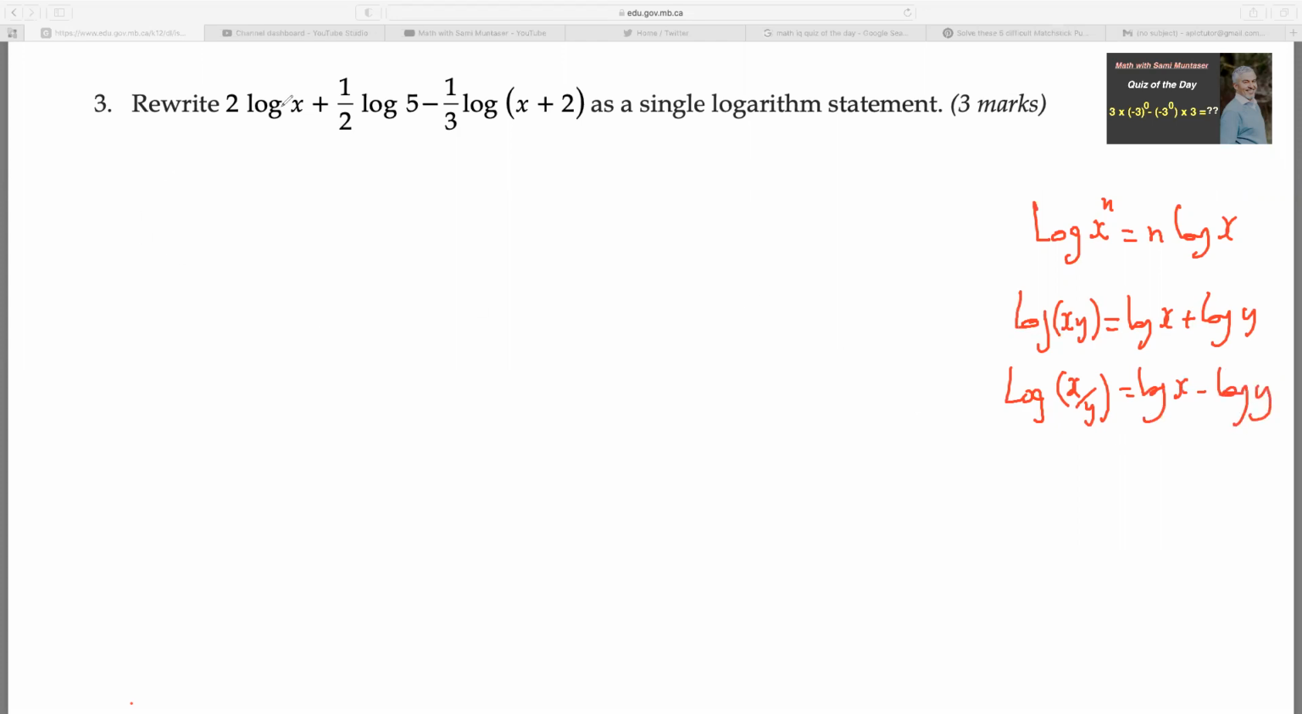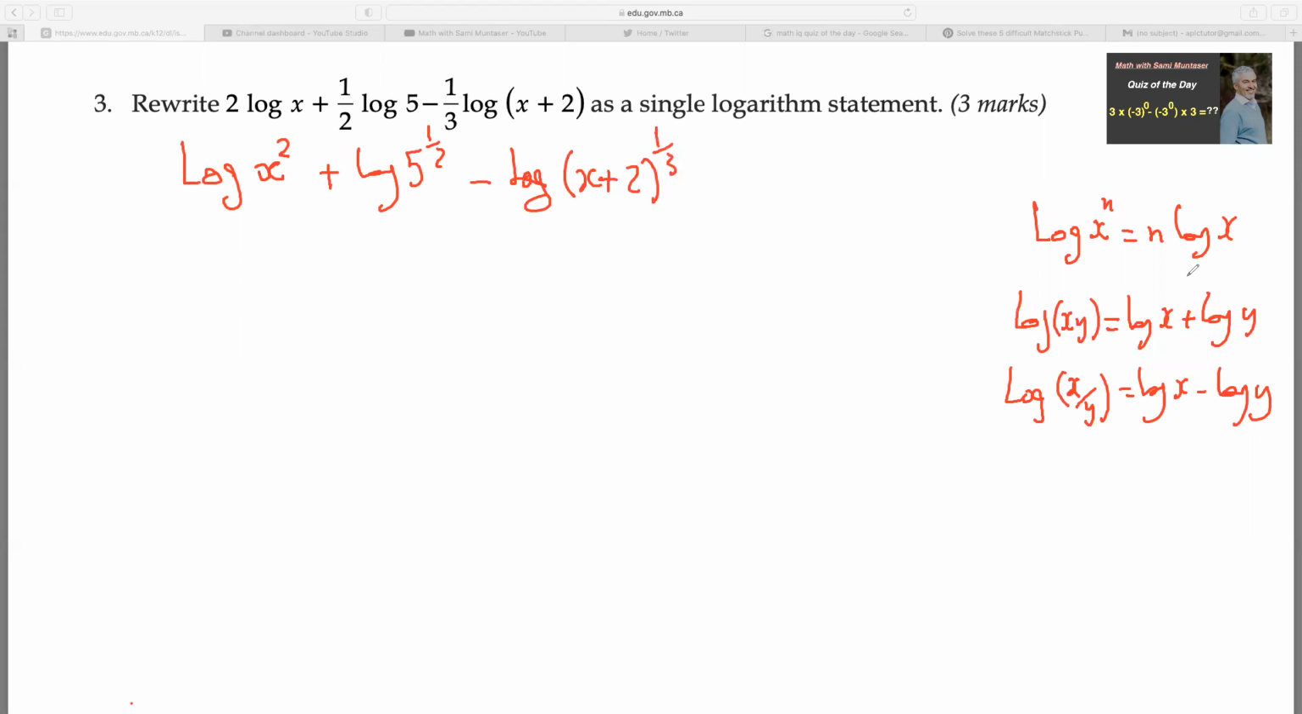So the first thing I'm going to do is bring all the exponents up. That's the first thing you need to do when you're doing this kind of question. Log x squared plus log 5 to the power of 1/2 minus log of (x plus 2) to the power of 1/3.